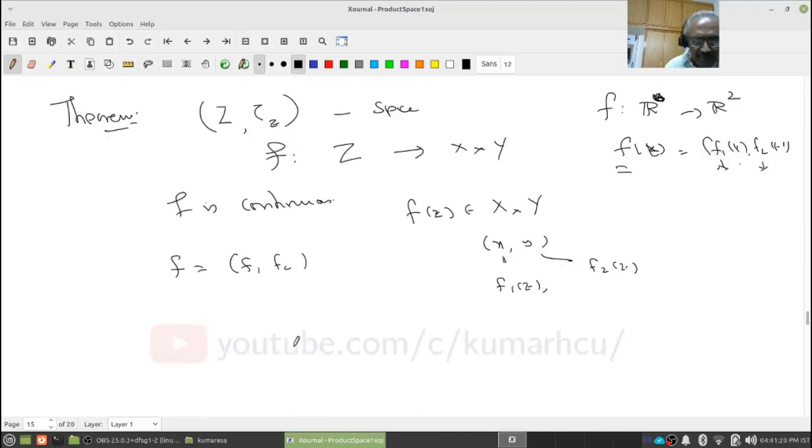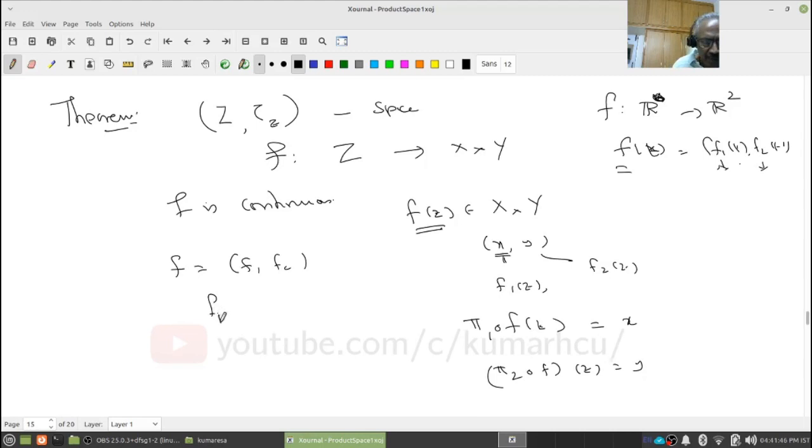Notice that there is another description. For f of z, how do I get my x? That's the first coordinate of f of z. But how do I get the first coordinate of f of z? I simply compose with the projection, and that will be my x. Similarly, the second coordinate of f of z will be y. Do you understand that?